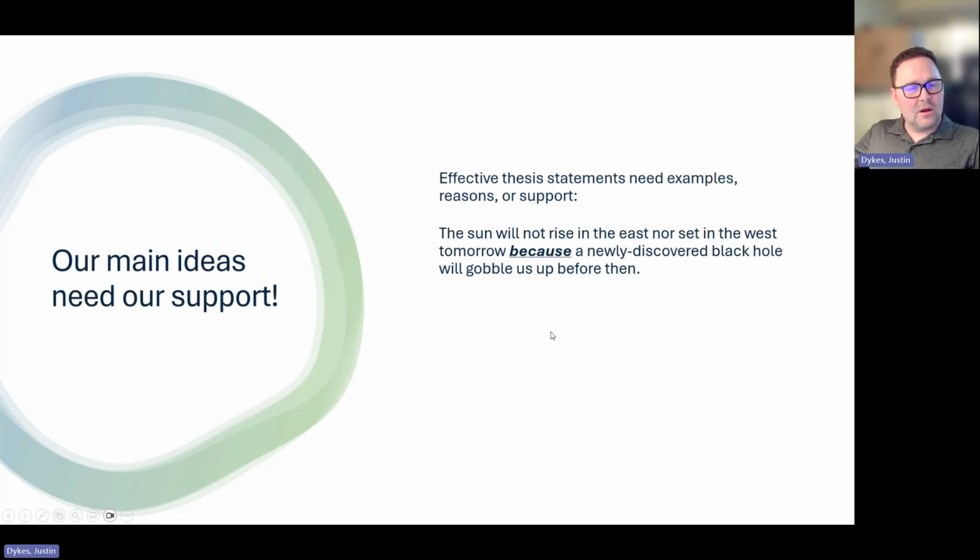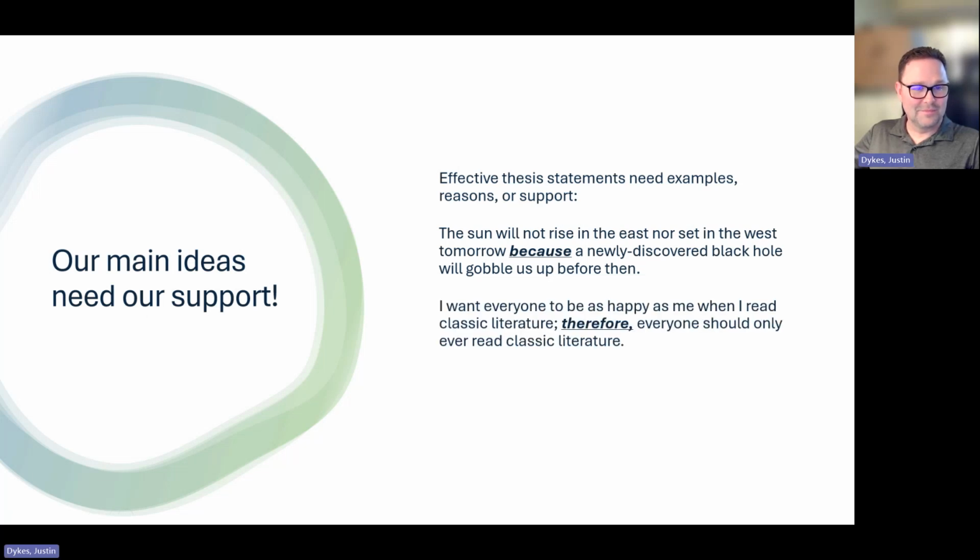So then, in addition to the main argument or central idea being arguable, we also need some support or direction for it. So here it says the sun will not rise in the east nor set in the west tomorrow because a newly discovered black hole will gobble us up before then. And here's another example. I want everyone to be as happy as me when I read classic literature. Therefore, everyone should only ever read classic literature. These are just a couple of virtually innumerable ways of adding in some reasons or support to a main argument or central idea that we'd want to be a thesis statement.